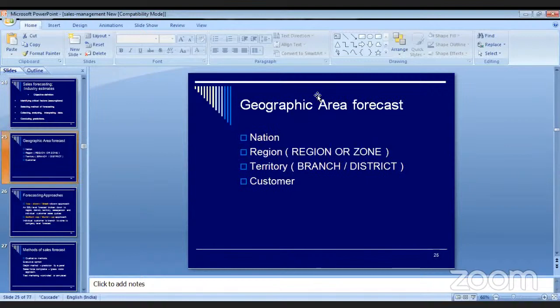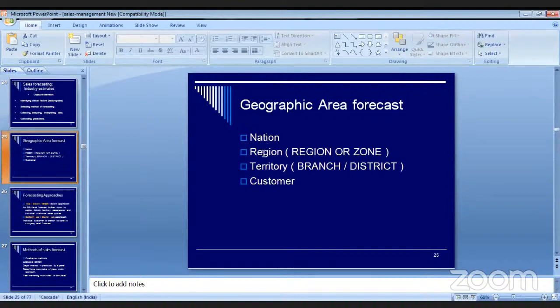Everywhere you are forecasting geographical coverage: national, regional, territory, customer. If you are selling internationally, you are going for international. Why I have not mentioned national and international together is because some legal formalities are there. In the case of the international market you have to register and take permission from different departments. But at the national level it is your country, your territory you are focusing on and selling the product.